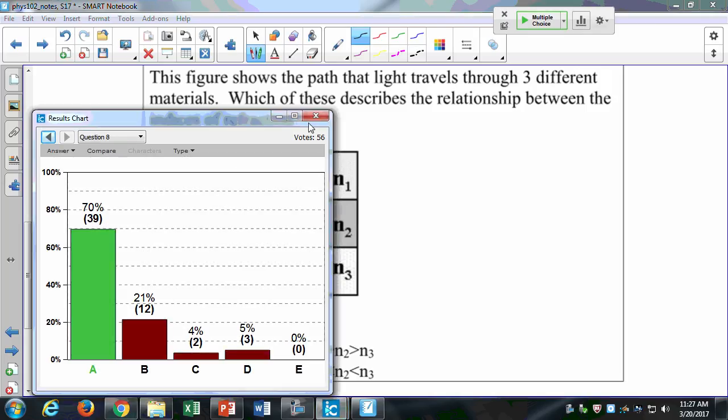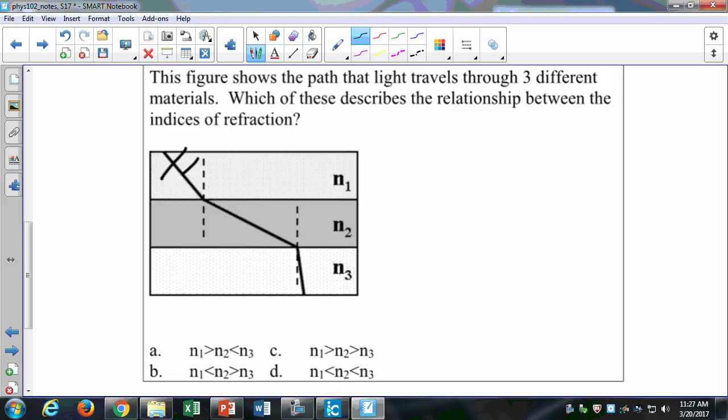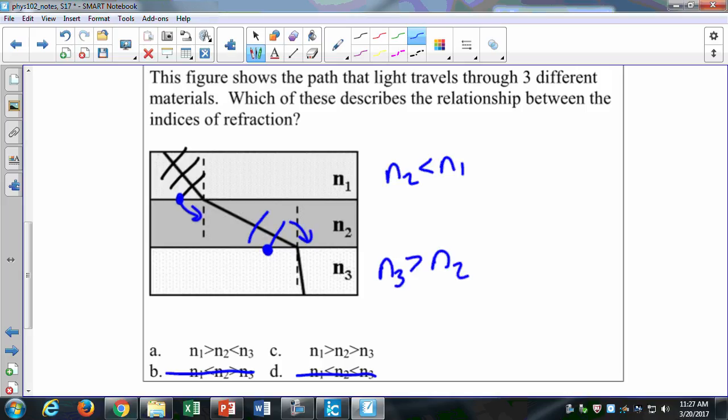All right, so similar to what we've done before, I think about how does my light bend. Here it's going to speed up as it goes through. So that tells me that N2 is less than N1. So if N2 is less than N1, that gets rid of that one, and it gets rid of that one, because N2 has to be less than N1. And then as it moves from N2 to N3, it moves in this direction. That means it slows down right there. So N3 is bigger than N2. Now both of these have N3 bigger than N2.